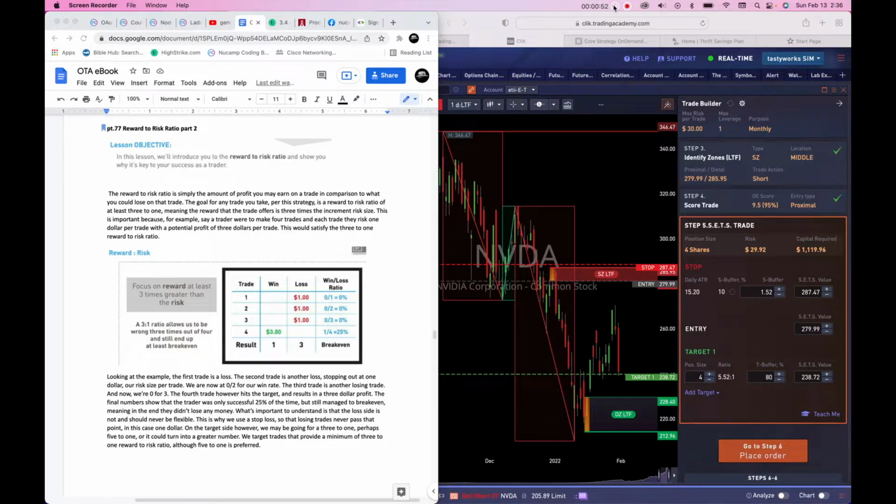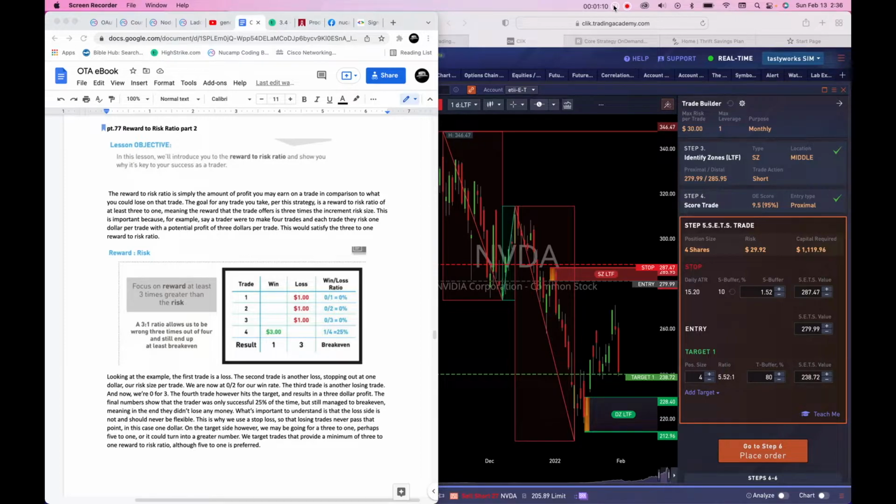This is important because, for example, say a trader were to make 4 trades and each trade they risk $1 per trade with a potential profit of $3 per trade. This would satisfy the 3 to 1 reward to risk ratio.